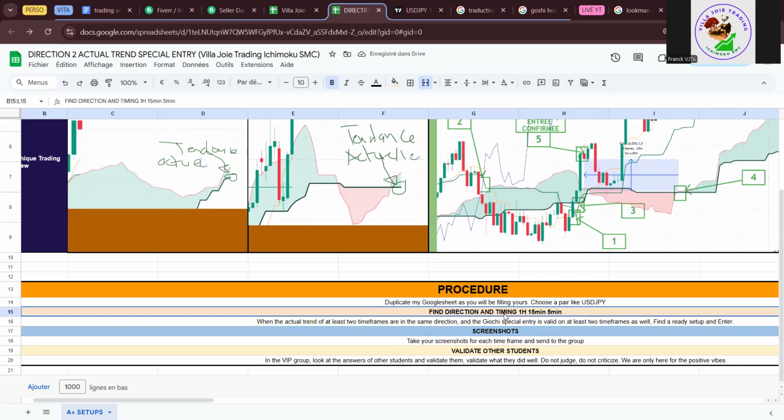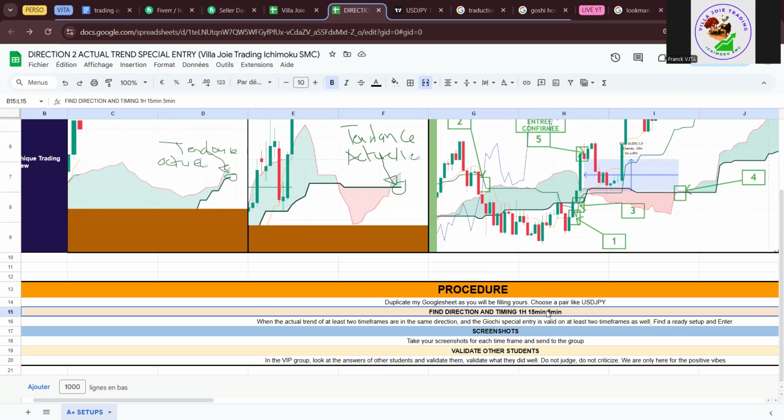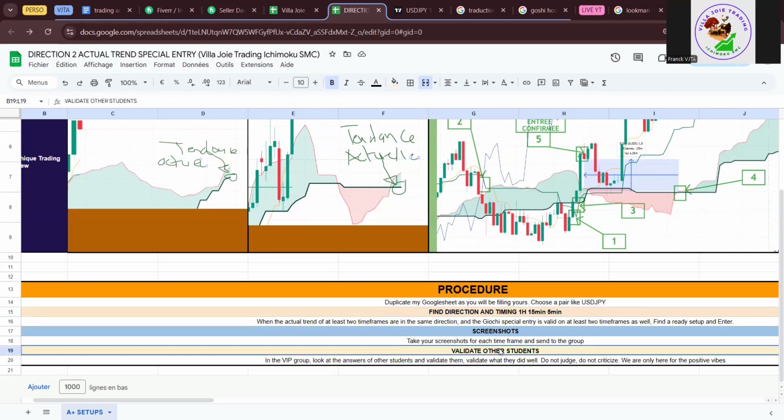And then with the actual trend, you know the timing, by the way. So then you take the screenshot of 1 hour, 15 minutes, and 5 minutes, and tell us which trend you are in now, right? Because that's how you find the direction. Actual trend is good, it can help you get ready faster. So you send your screenshot in your group, other students will validate you, and then keep positive, don't judge, don't criticize, let us support each other, and then let's move to the top.